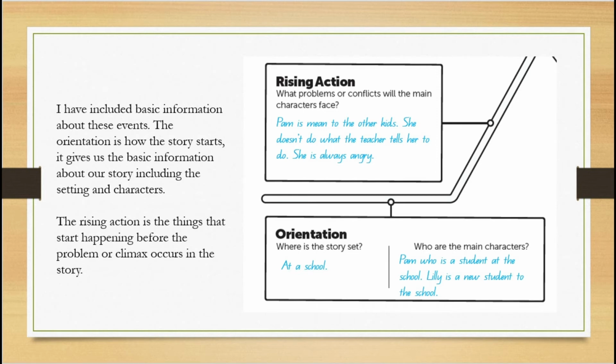The rising action is the things that start happening before the problem or the climax occurs. They might be little problems that are happening along the way, but they're not the major thing. They might be things that all help build the major problem in the story. So for ours, it's Pam is mean to the other kids. She doesn't do what the teacher tells her to do. She is always angry. So if you don't have those written down, go ahead now, pause the video, add them in, and then press play when you're ready to move on with us.